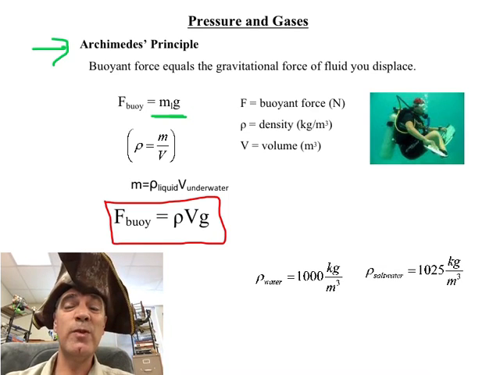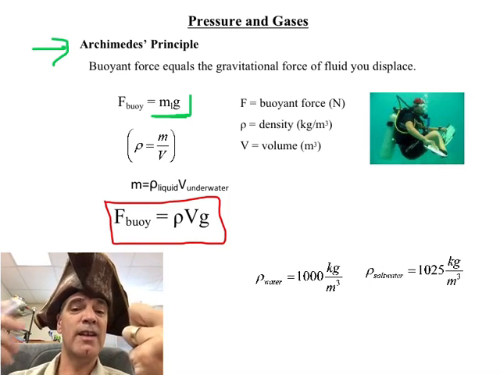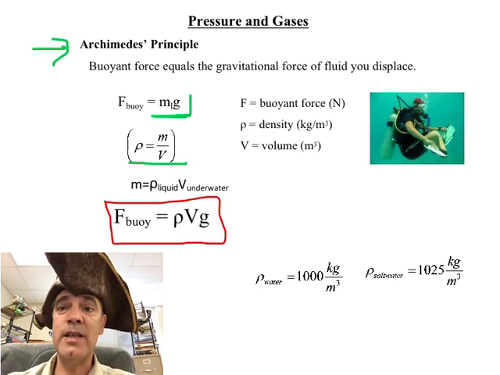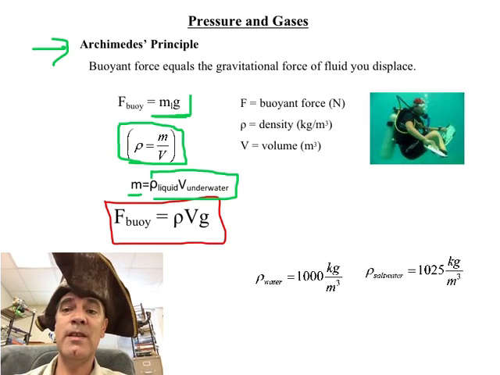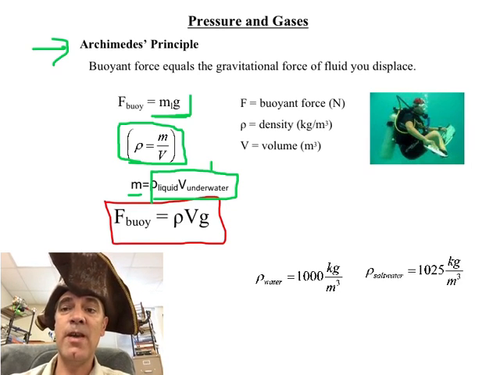But since we're dealing with liquids, we don't want to really deal with total masses. We want to change mass into densities and volumes, because that allows us to tell when things float and when they don't. And so we use the equation that density equals mass over volume. We rearrange that to mass equals density times volume, and a pretty specific density and volume. The one that we want is the density of the liquid times the volume that is underwater.